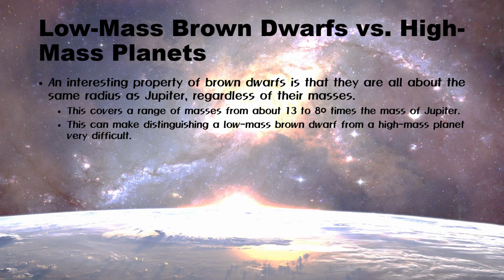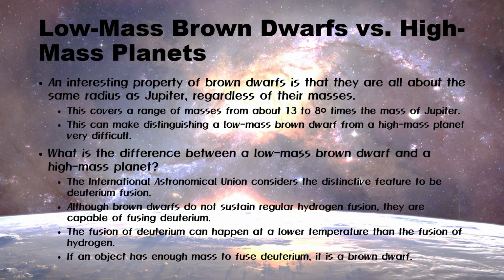And one of the issues we have is that because they are Jupiter's size, but just more massive, it can make distinguishing a low mass brown dwarf from a high mass planet very difficult. And so what's the big difference? How do we know?